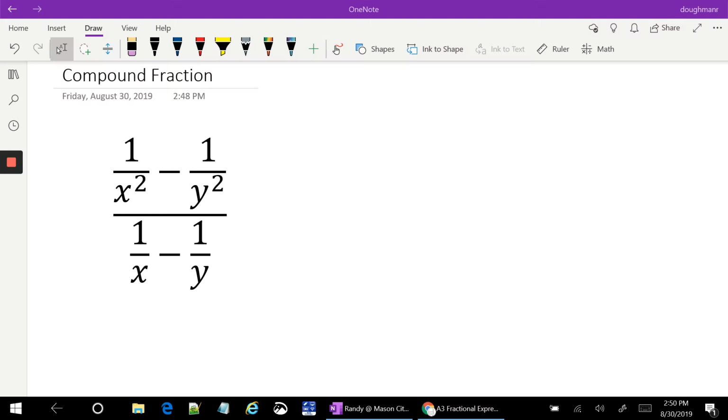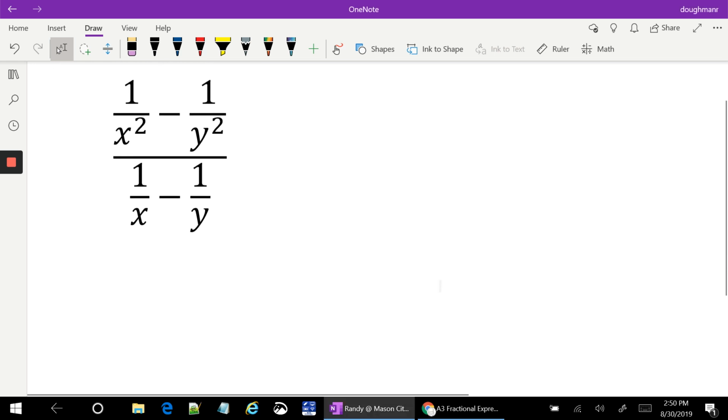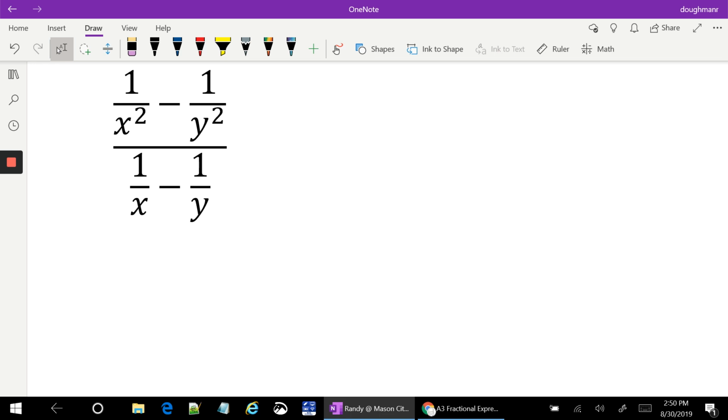Okay, we're going to solve a compound fraction. And what we're going to do is do this step by step. I'm going to look at the numerator because it has multiple fractions and the denominator has multiple fractions. So I'm just going to look at the numerator first and combine that into one fraction. So I've got 1 over x squared minus 1 over y squared.